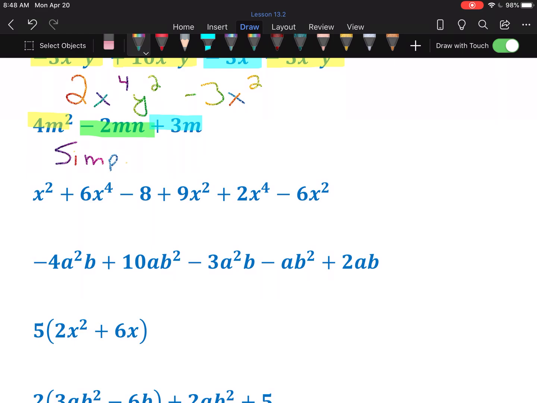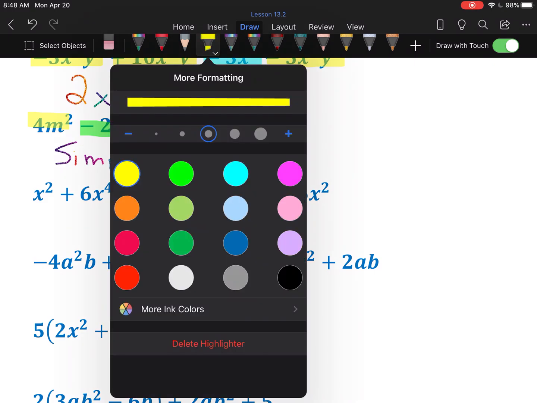I'd like to point out this is in descending order. Anytime we have a variable squared, a pair of variables, and a single variable, that's the order we'll put them in. The single variable squared goes first, the paired letters go second, and the single letter goes third. Okay, so now we can move on. Nothing we can do to that.